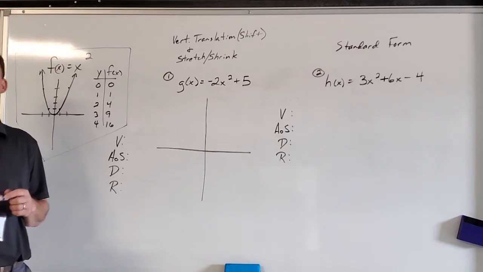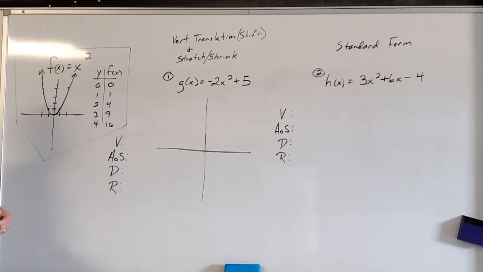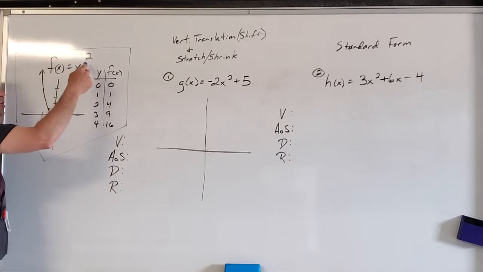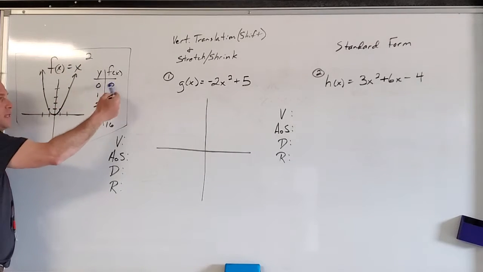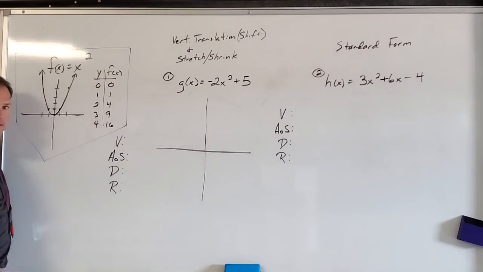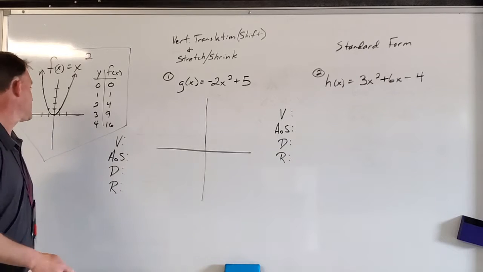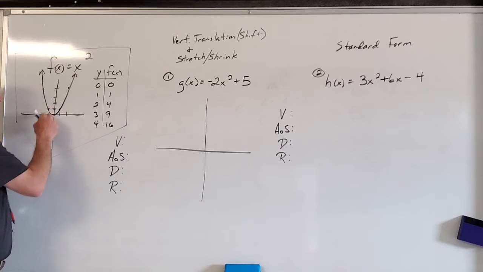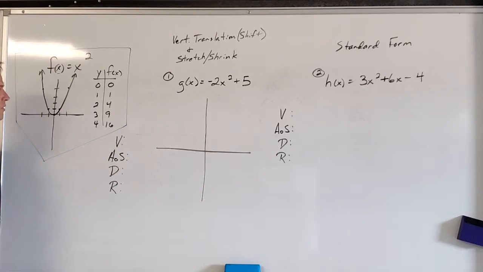All right, you have your parent function. You have your f of x is x squared. It gives you this graph and it gives you this table. Then we use our symmetry to get the other side. So with that being said, the vertex would be here at 0, 0. The axis of symmetry is x equals 0. Those are all the things you need to know. So let's talk about it.